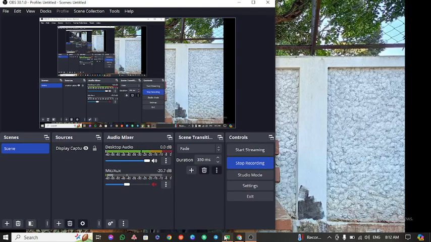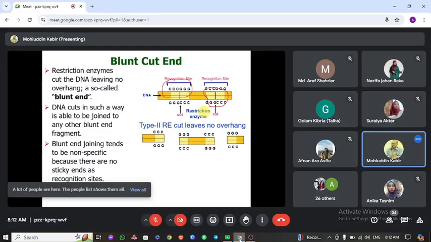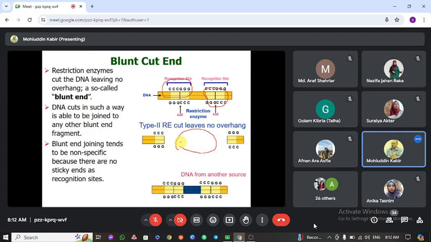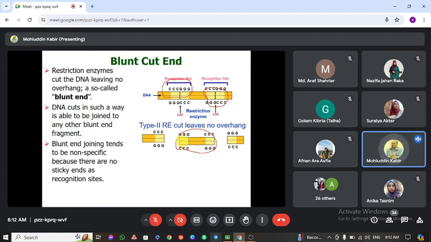So cutting with those two restriction enzymes will produce three fragments. And from the three fragments, we want these fragments to be ligated. And these two we don't want.